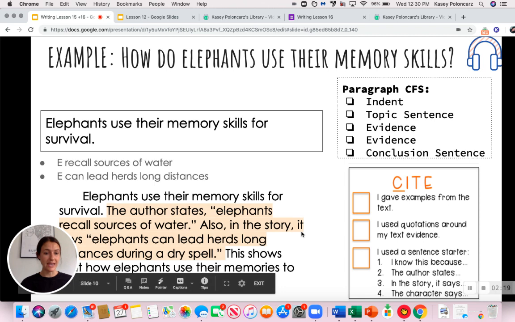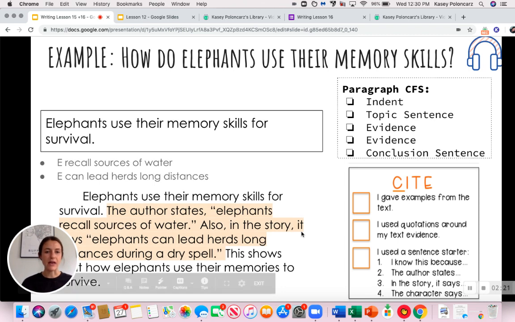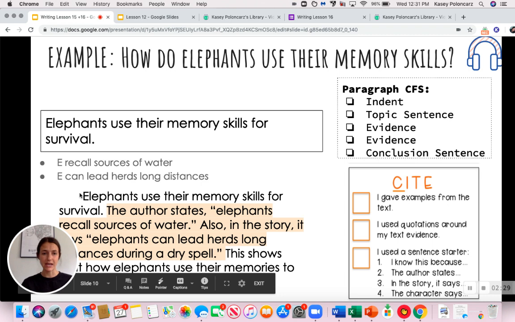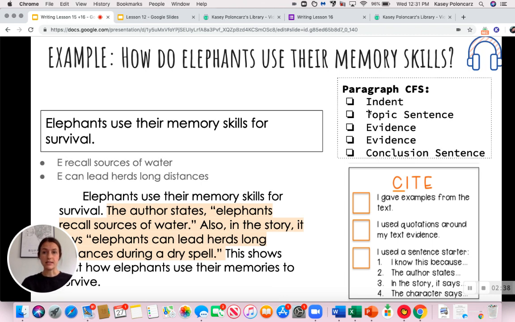For example, this is an example that we did together. Elephants use their memory skills for survival. The author states, "elephants recall sources of water." So right now I have my indent, my topic sentence, and my first piece of evidence, including my sentence starter and those quotes.